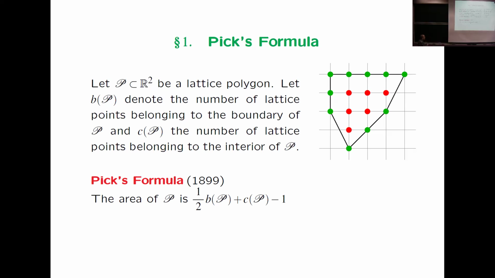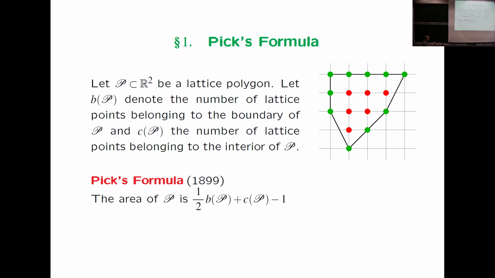And in general, we cannot make such a formula in the higher dimensional case. This is exactly the 2-dimensional case. But nevertheless, what can be said about B and C for higher dimensional polytopes? This is today's theme.